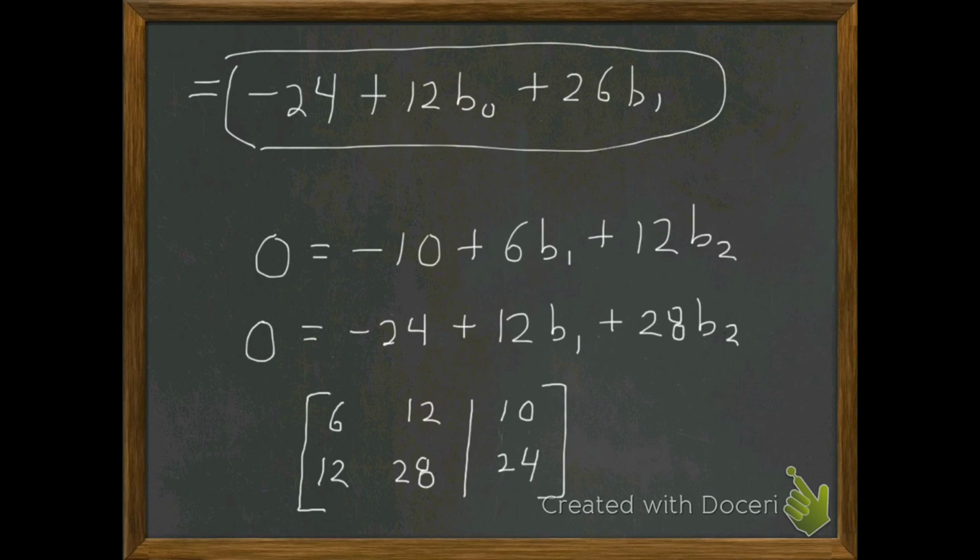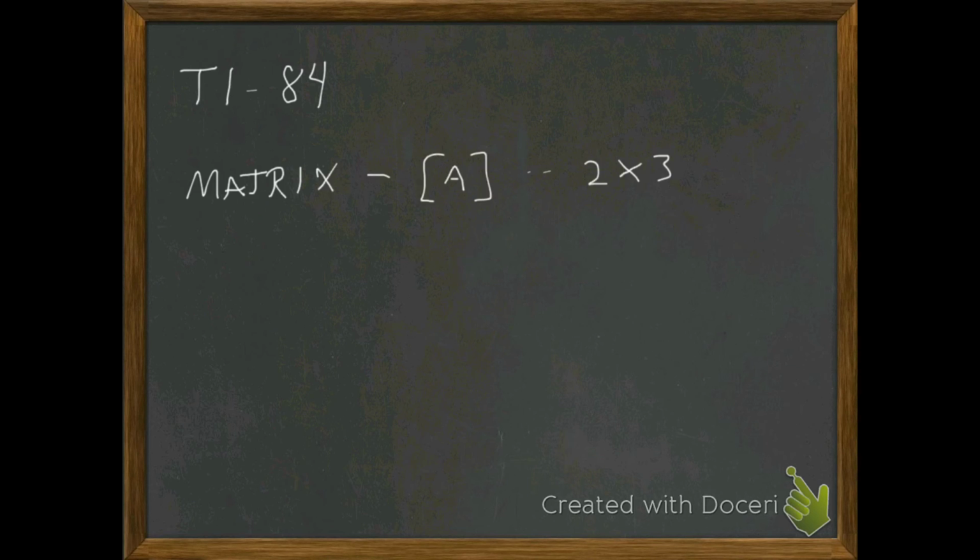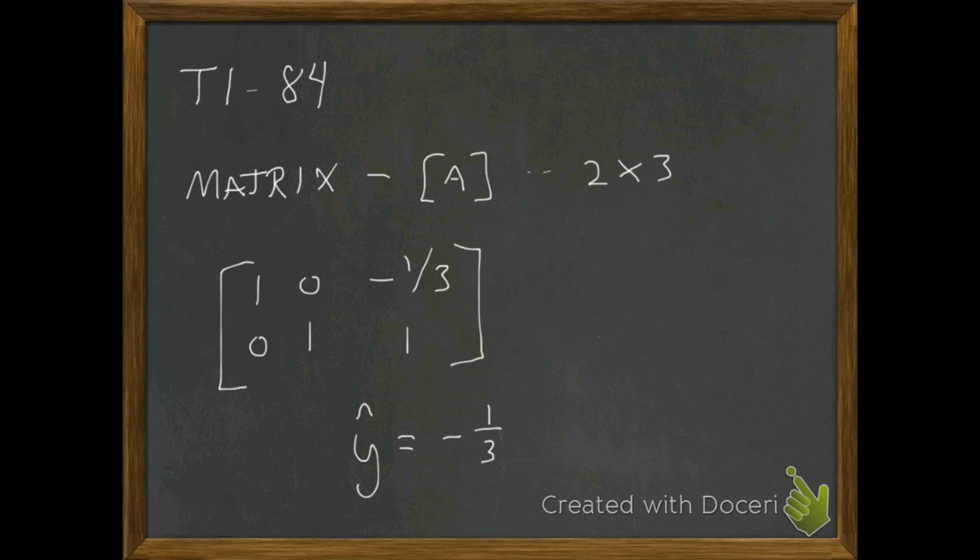All right, so let me change this in the calculator. And we finally get the right answer. So from our calculator, we end up with negative 1/3, positive 1, telling us that our model has a y-intercept of negative 1/3 plus x.